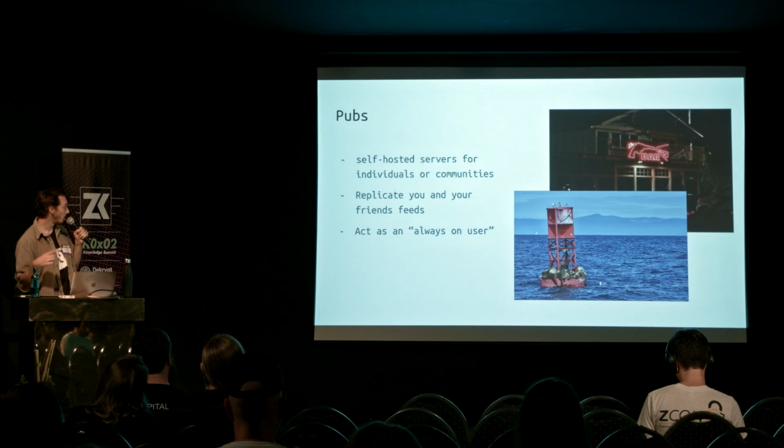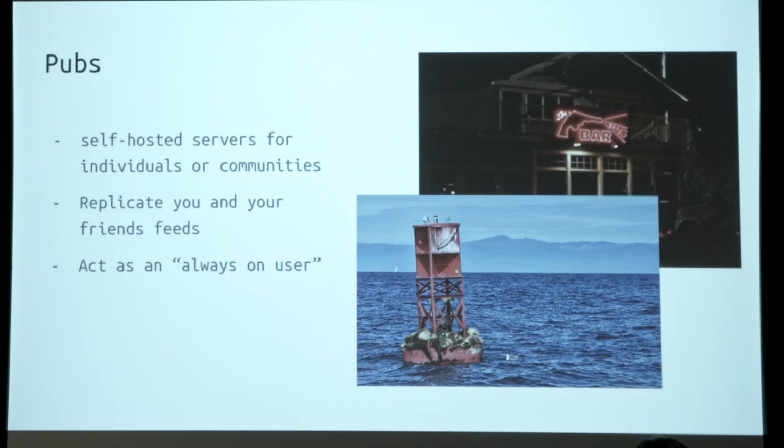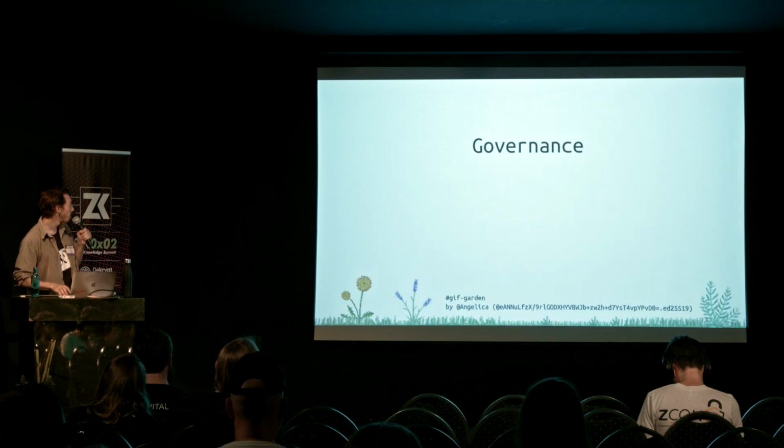And as I mentioned before, you also have pubs, which act as self-hosted servers for individuals or communities. These pubs replicate your feeds and your friends' feeds. Essentially, they replicate the feeds of anyone that the pub follows. And so they act as an always-on user, essentially another node in this social graph.